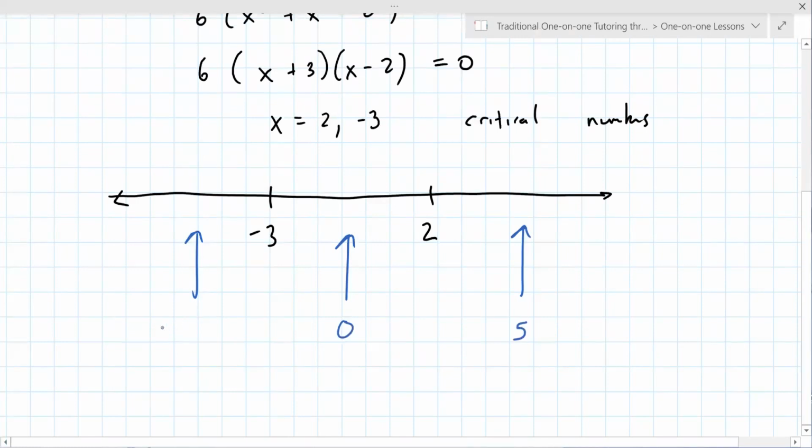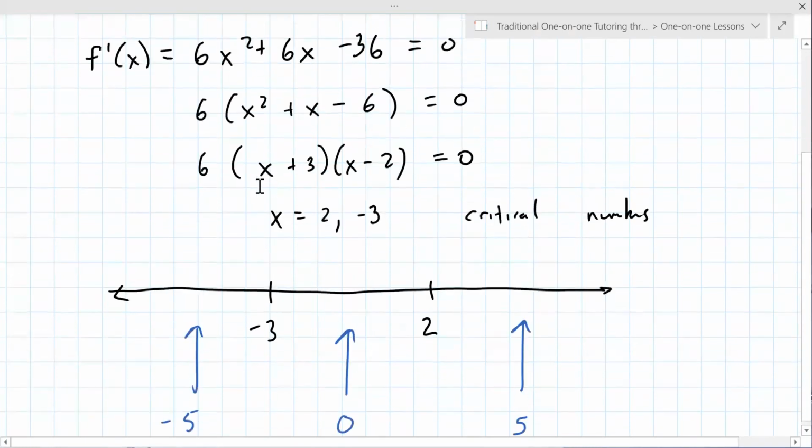So the part here that most students find confusing, and I'm trying really hard here to make it not, is you don't actually care what the number is. You care whether it's positive or negative. So look at this factored form. We've got 6 times x plus 3 times x minus 2. We're going to start with 5. Is 5 plus 3 a positive number? Well, it's positive. 5 minus 2, is that a positive number? It's positive. What is a positive times a positive times a positive? Positive.